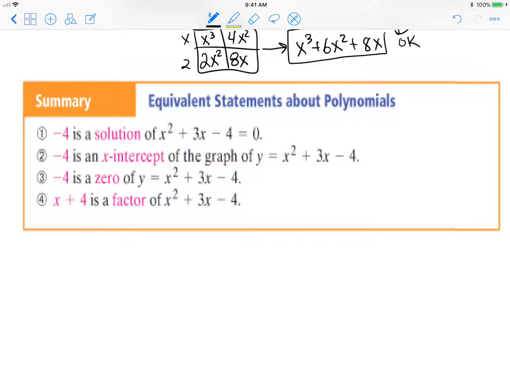Last but not least, equivalent statements. You've heard these already. I've told you guys when I talk about a solution, I'm talking about an x-intercept. When I'm talking about an x-intercept, I'm talking about a 0. The only thing not listed here is a root, so that goes with this. And I can also say that I'm solving, but one thing that we haven't really mentioned is that x plus 4, the fact that it's a factor of this means that it is a solution. What solution? X plus 4 equals 0 is the solution, so therefore the x-intercept is at -4. So if I can tell you that something is a factor of a polynomial, that factor set equal to 0 is also a solution, x-intercept, 0, or root.